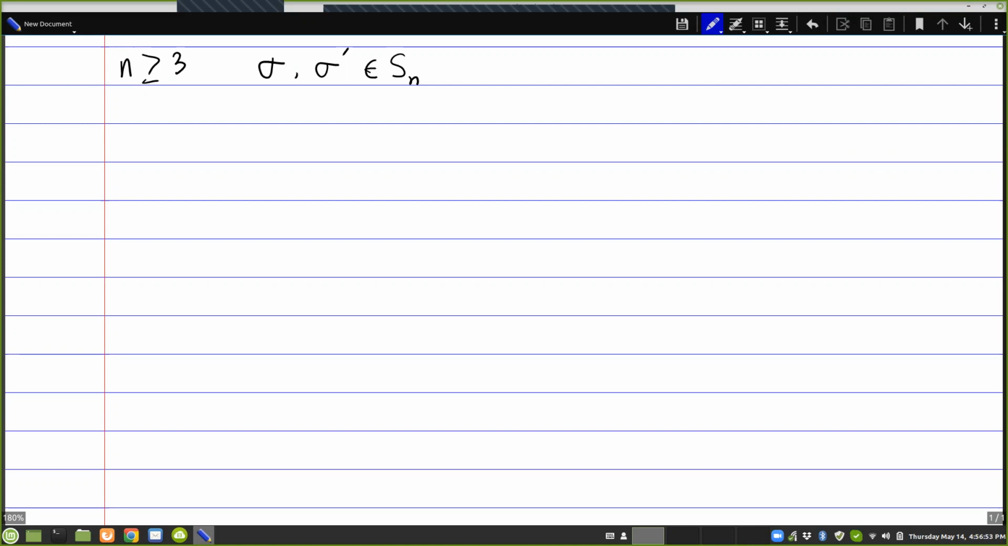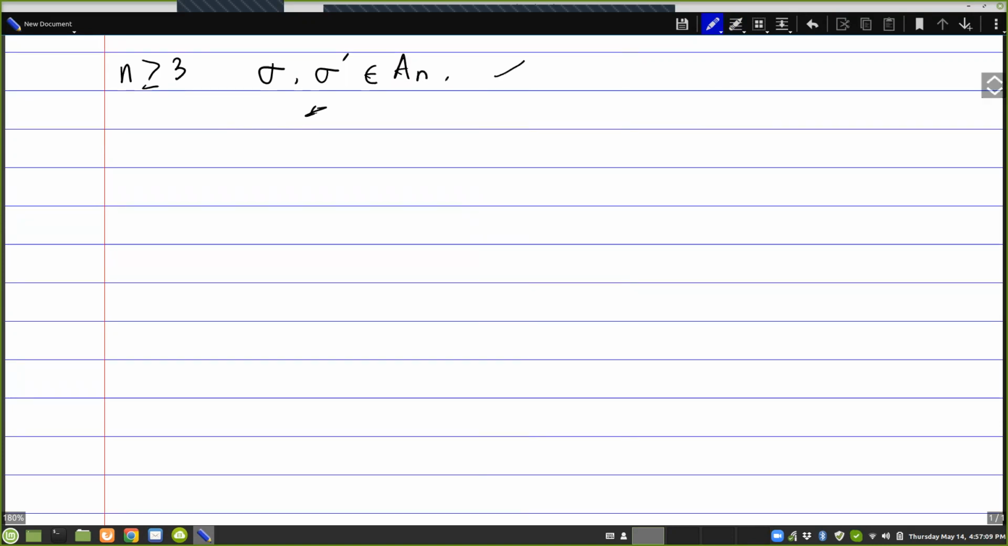That is what I want to say: suppose sigma and sigma prime both are in An and have the same cycle type, then they may not be conjugate in An. So let me give you an example.